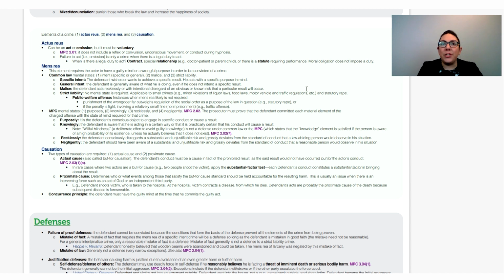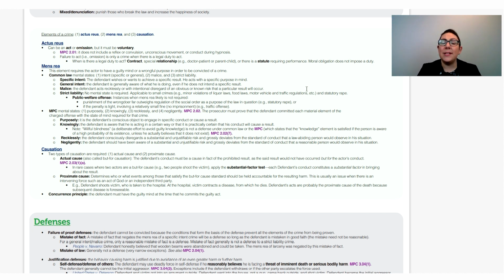Burglary is breaking and entering into the dwelling of another at night with the intent to commit a felony therein. So you break into someone's house intending to, let's say, steal something once you get inside. According to the concurrence principle, the intent to steal has to be present in the person's mind at the time of the breaking and entering. The intent to steal is the guilty mind. The breaking and entering is the guilty act. They have to be occurring simultaneously to satisfy the concurrence principle.